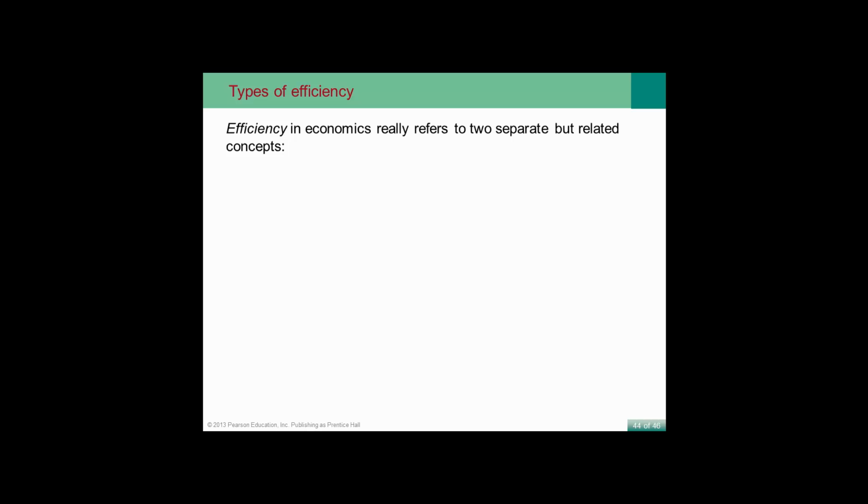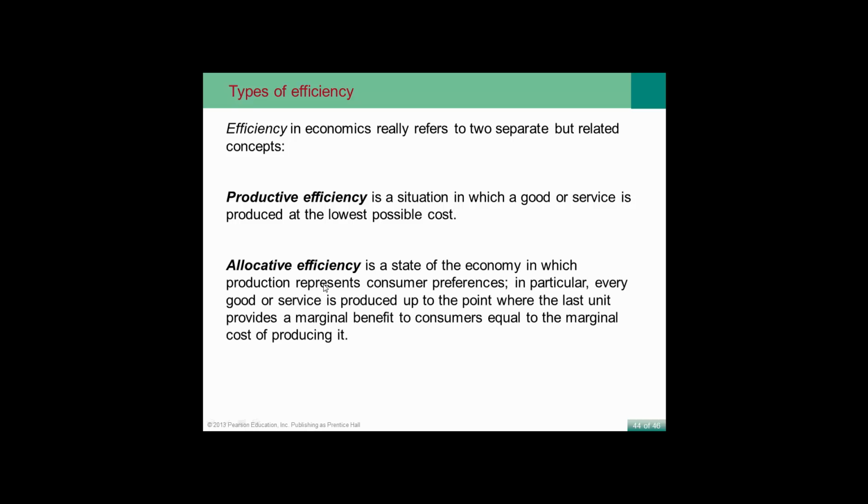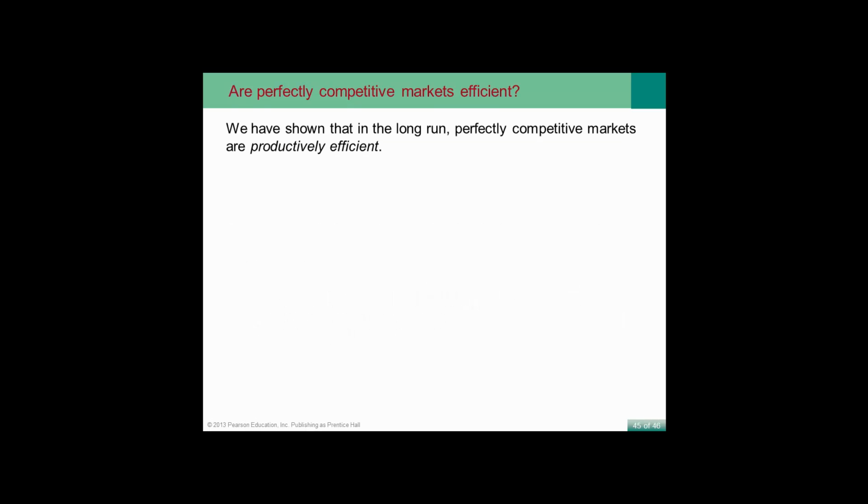So, efficiencies in economies really refer to two separate but related concepts. One is productive efficiency. It is a situation in which a good or service can be produced at the lowest possible cost. Allocative efficiency is a state of the economy in which production represents consumers' preferences. In particular, every good or service is produced up until the point where the last unit provides a marginal benefit to the consumer equal to the marginal cost of producing it. These are not the same thing. This is lowest possible cost. This is where marginal benefit, MB, equals MC.